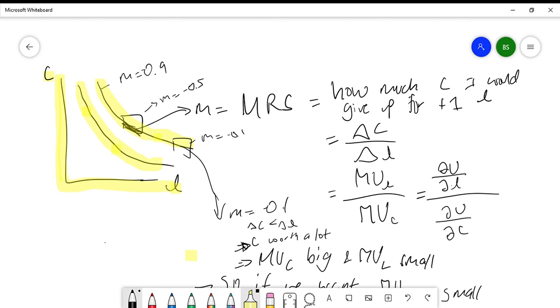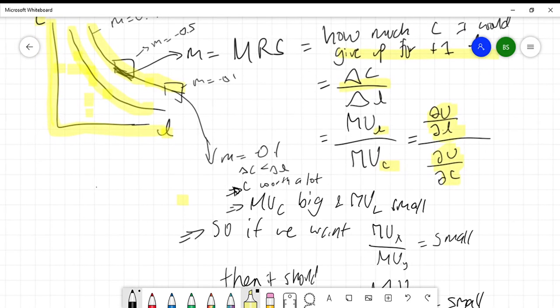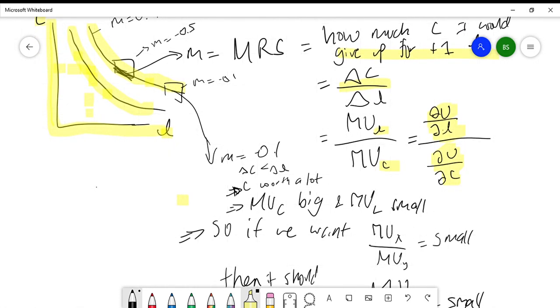The slope of the indifference curve is how much C you would exchange for one more L. So how much C I would give up for one more L. This is the change in C over the change in L. Now, the weird thing is that if you want to write it in terms of marginal utility, it's actually leisure on top and consumption at the bottom. So you'd have to do the marginal utility of leisure divided by the marginal utility of consumption. It might be confusing and throw you off, but here's a quick way to think about it.